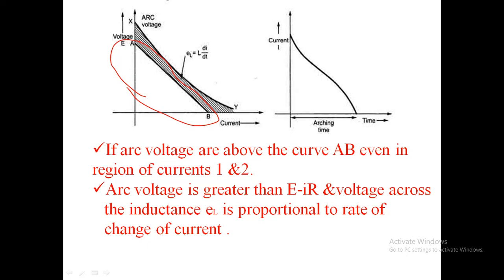This is represented in this graph. These two are the arc voltage characteristics. From this, the arc voltage will be greater than E minus IR, and it will balance the voltage across the inductance EL, which is proportional to the rate of change of current, that is di by dt.